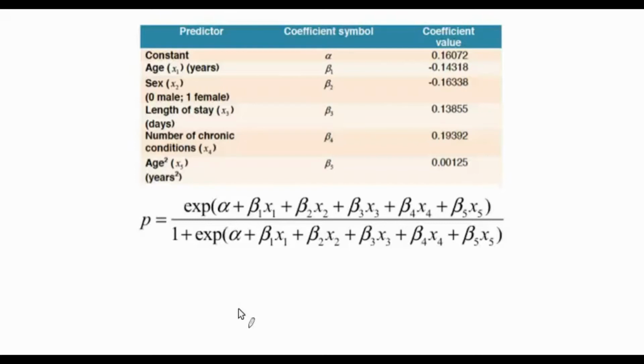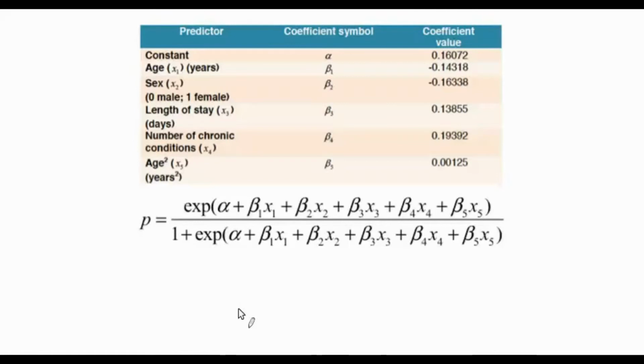Let's assume that there was some data set that a statistician used to fit a logistic regression model that's described by these parameters. And what the question wants you to do is compute the probability of readmission for a hypothetical patient having the following characteristics. The patient is 55 years old, is male. For the primary procedure was in the hospital for 3 days, so length of stay was 3 days. And the patient has 5 chronic health conditions.